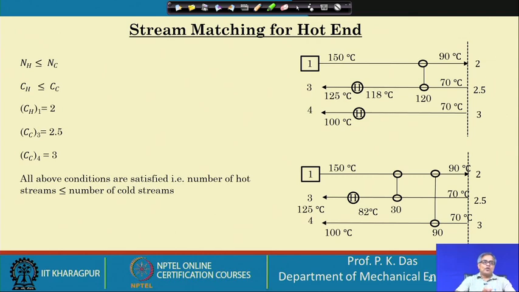Now, let us go back to the problem with which we have started. In the hot end we have got 3 streams. One hot stream starts from 150 degree Celsius, it goes to 90 degree, because this is our pinch point. One cold stream starts from 70 degree Celsius, that is the pinch point, and goes to 125 degree Celsius. Another cold stream starts from 70 degree Celsius, it has to go to 100 degree Celsius.